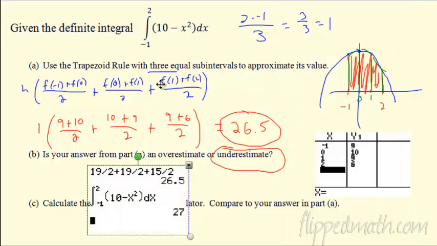Calculator says 27. We got 26.5. Pretty good approximation there. So we were a half off. Awesome. So that's how it's going to look using the definite integral there.